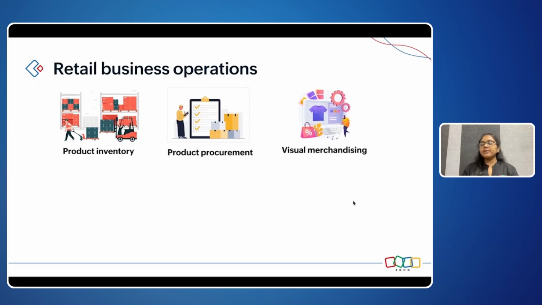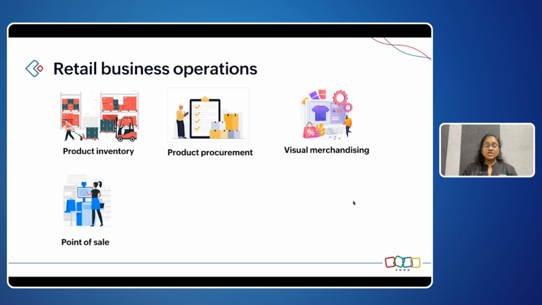And the next operation is going to be the major one in this retail business, visual merchandising. Once I purchase the product and manage the procurement, I need to display the product in an easy way for the customers to make use of it. There comes into play visual merchandising.